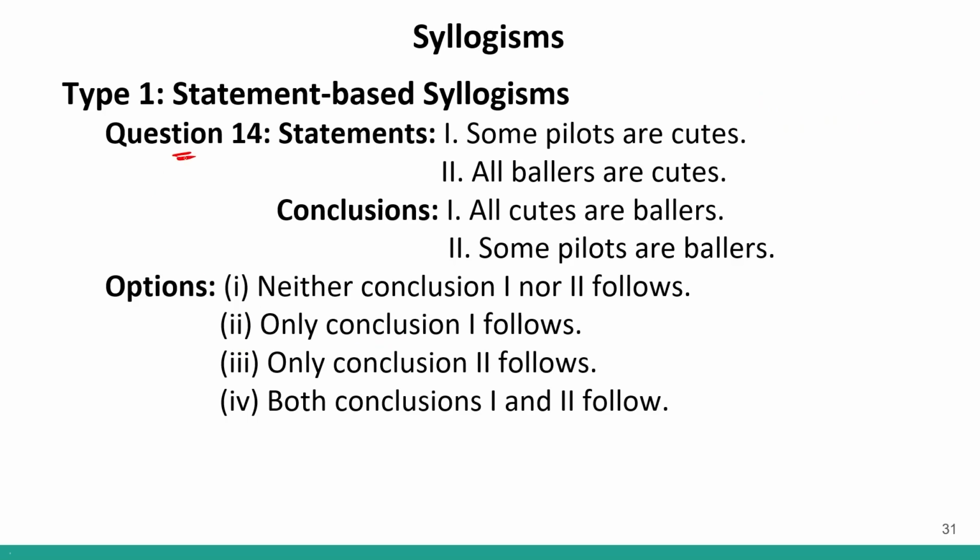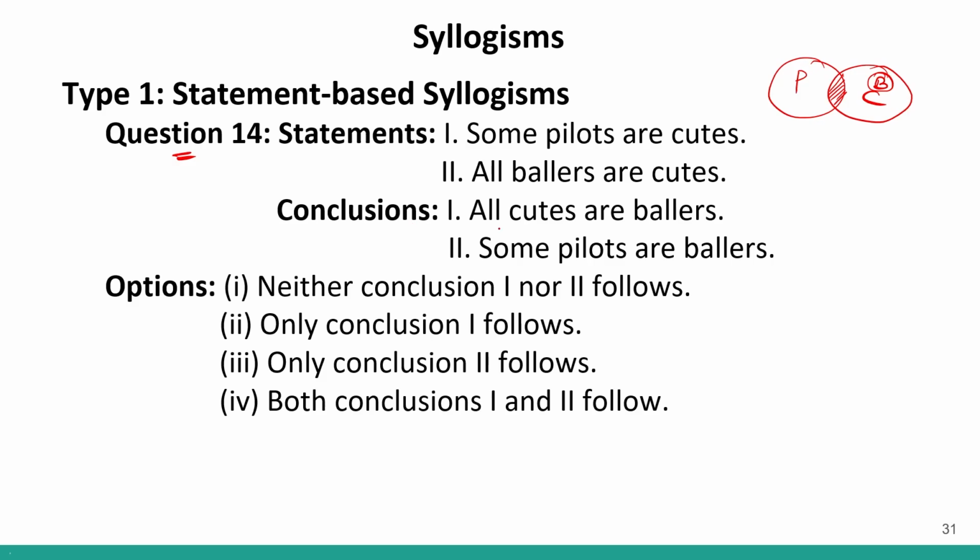Question number 14, last question for this lecture. Statement 1 says some pilots are cute. So some pilots are cute will be written like this. This is the highlighted part. Second says all ballers are cute. So ballers will come inside cute because all ballers are a part of cute. So this is my Venn diagram.